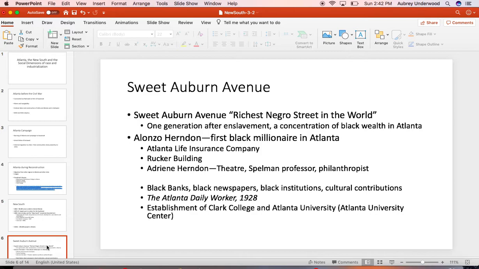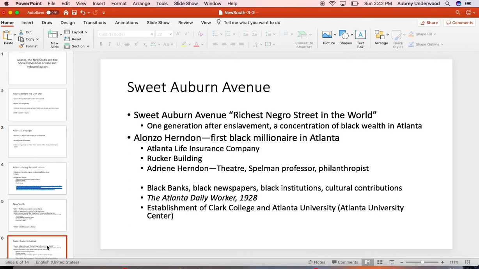His wife was also a major philanthropist in the city. She taught theater at Spelman. She was an artist and contributed to bringing culture to Atlanta, doing operas, doing plays, and really trying to elevate the sophistication of the city.